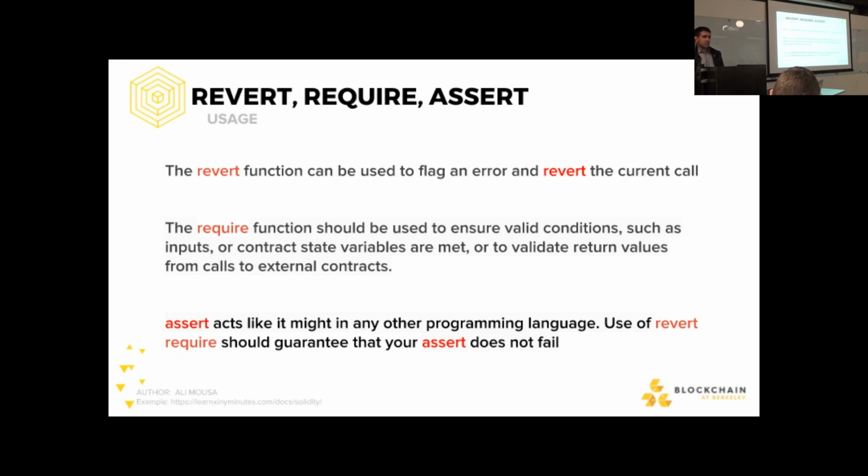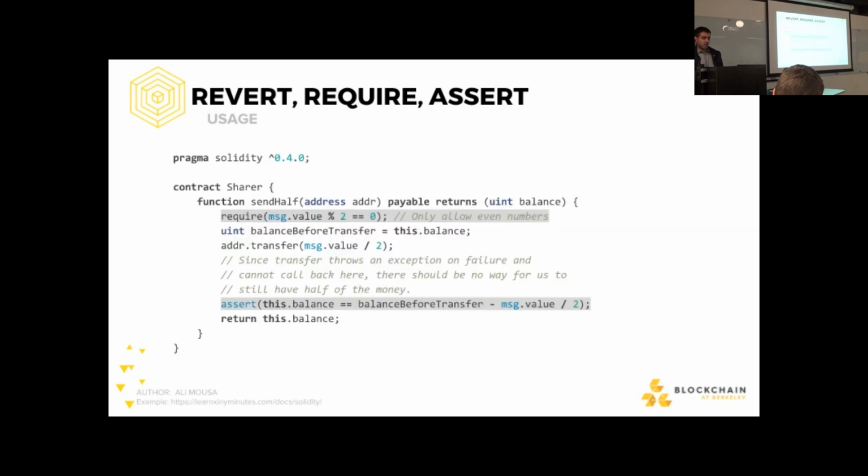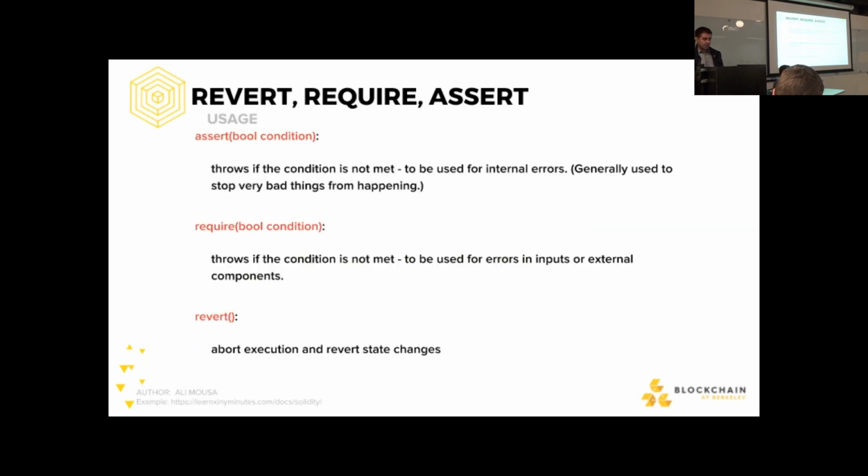And assert is basically something that you don't usually want to hit in a contract. The reason is because you want to use it for internal errors and to stop things from happening. Nobody really says why this is. It's kind of just a design decision by the Ethereum Foundation to say, okay, use assert whenever you have internal errors in the contract.